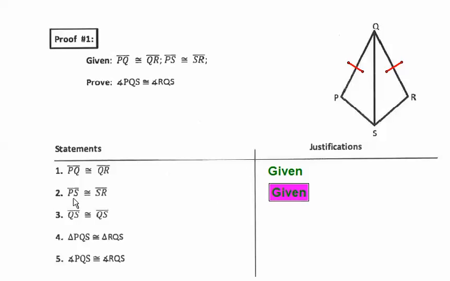And let's mark that in our picture. PS, let's see, that's here. PS with SR. And that's all they give us. And somehow we're supposed to find a way to get angle PQS congruent to angle RQS. Unfortunately, we don't really have anything that's going to get us that directly.